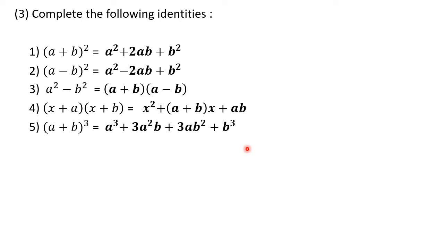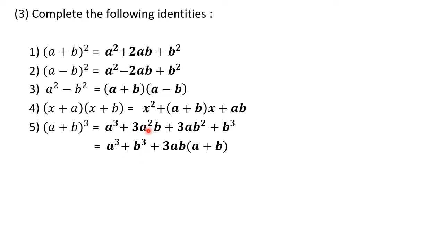Fifth one was a plus b the whole cube. The expansion is a cube plus 3a square b plus 3ab square plus b cube. This you have studied in 8th standard. Then here I gave one more line. I told you that this expansion we can write in one more form. So let us see what that form is. Here we can rewrite it like this. The first term and the last term we write together, so a cube plus b cube.